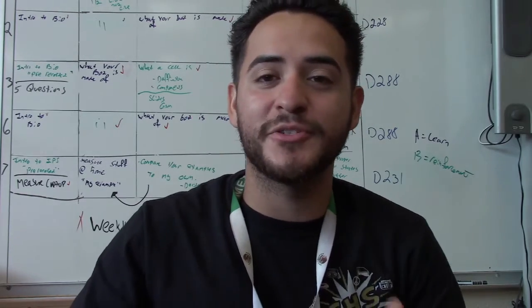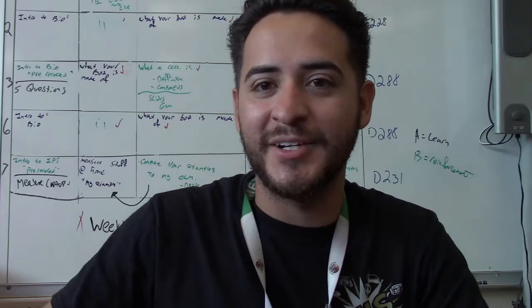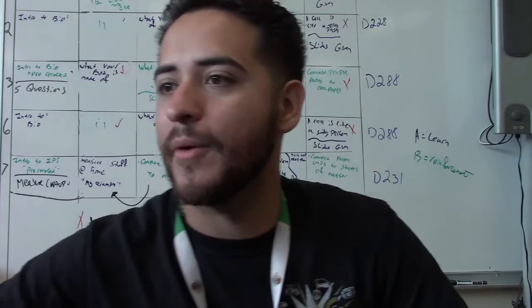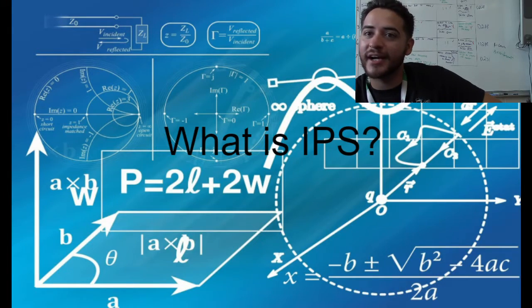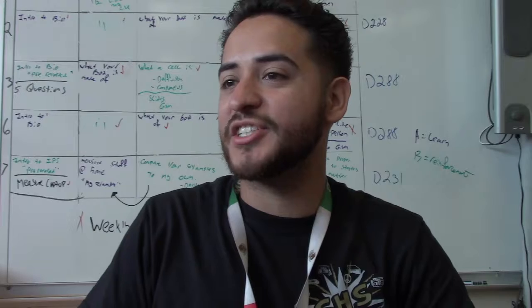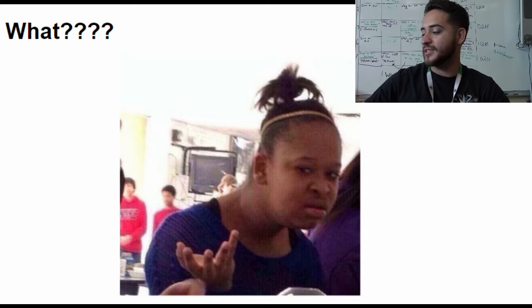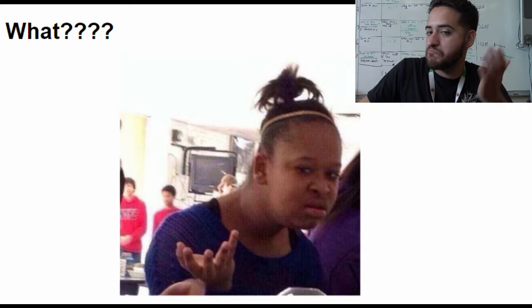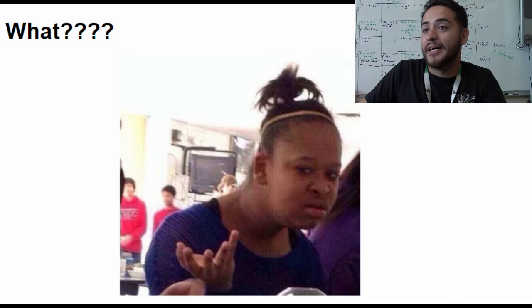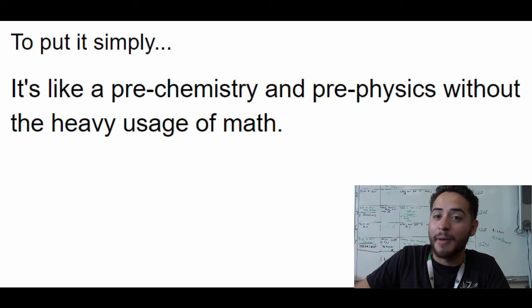There is a slideshow, so you'll just see my little face up here, and we'll go through the slides. So, integrated physical science, what is it? By definition, it's the science concerned with the study of inanimate natural objects, including physics, chemistry, astronomy, and related subjects. So exactly what does that mean? Put simply, it's basically pre-chemistry and pre-physics, but without the heavy usage of math.